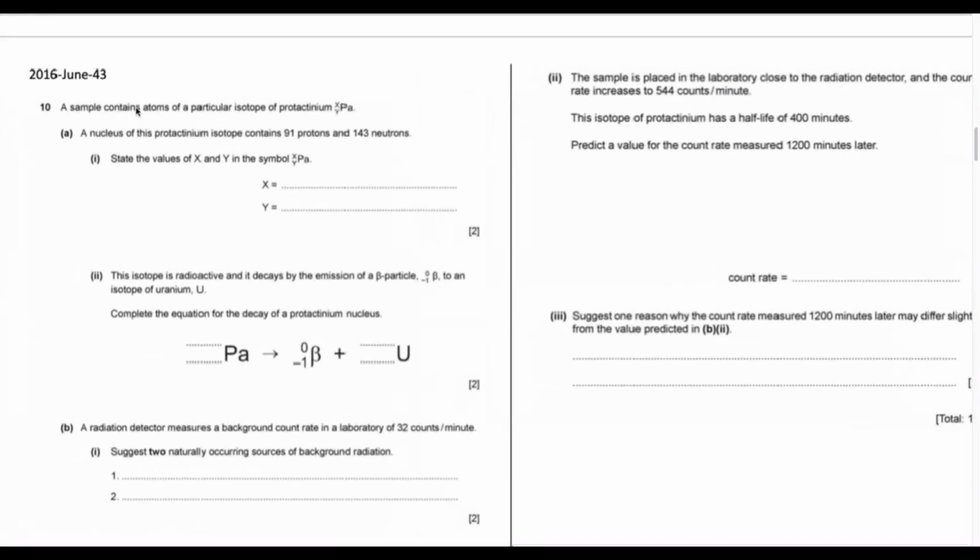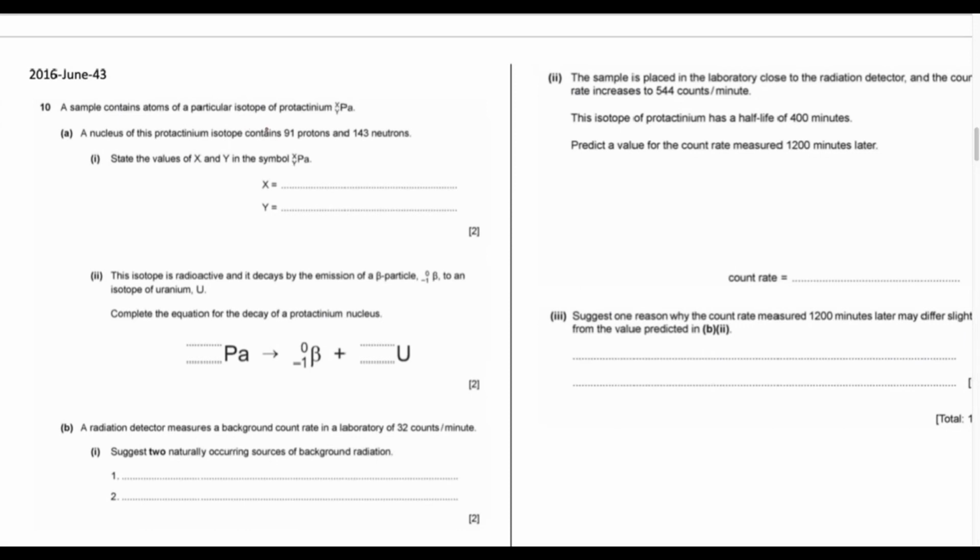A sample contains atoms of a particular isotope of protactinium, XYPA. A nucleus of this protactinium isotope contains 91 protons and 143 neutrons. State the value of X and Y in the symbol XYPA. Okay, so first we need to know X is the nuclear number.